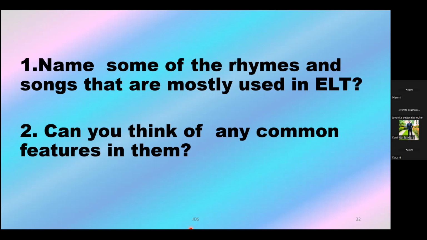Can't remember? Try to recall. Mary had a little lamb. What else? Bingo. Bingo, is it a game? Is there a rhyme called Bingo? It's a nursery rhyme, madam. Yes, Bingo. You have a game also. I think we'll be dealing with it. So, Bingo.